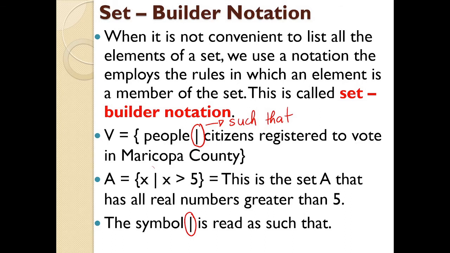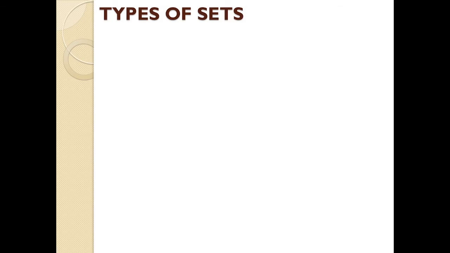Okay. Now let's have the types of sets. This is knowledge building in your course material 2. Let's begin first with a finite set. A finite set contains only a countable number of elements, meaning its elements can be counted. Here's an example.